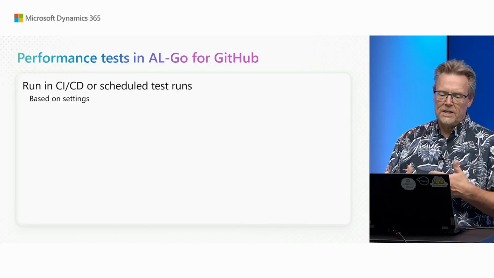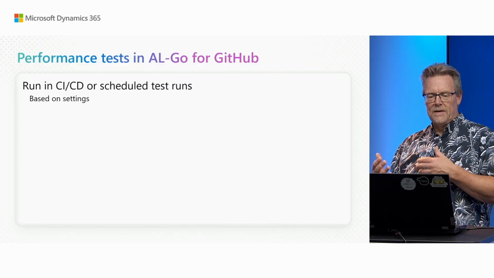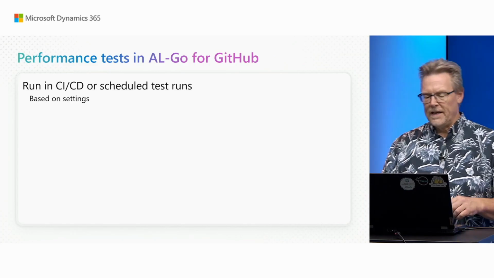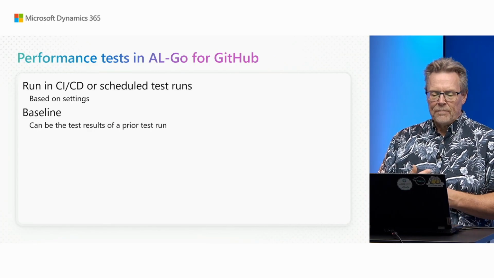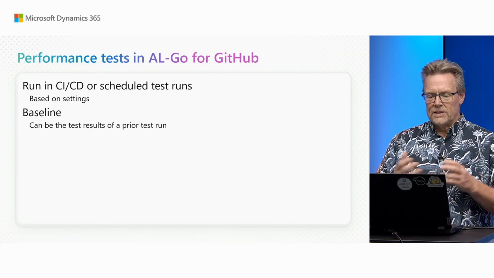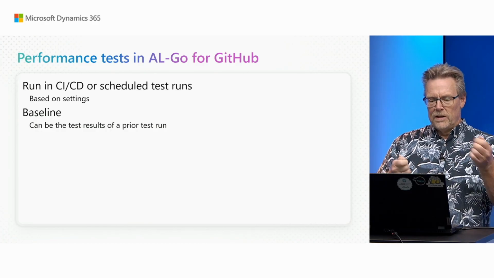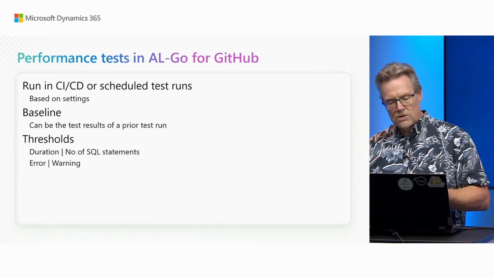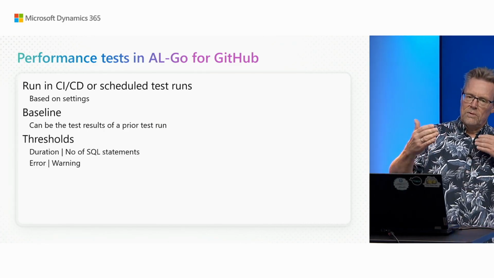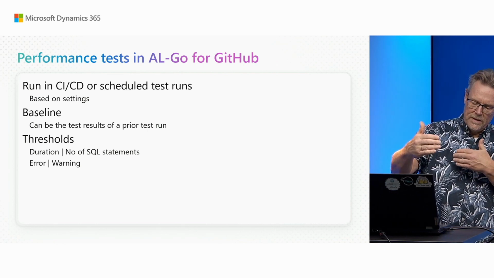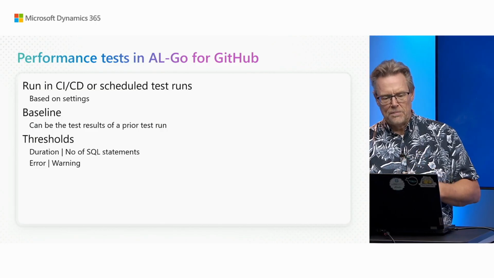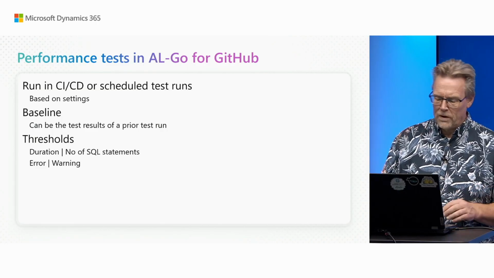In the latest version of AL-Go for GitHub, you will now have the ability to run performance tests either in CI/CD or in scheduled test runs, very much based on the settings where you want to run it. You can set a baseline, and then the test results will be compared to that baseline. You can see whether it regresses with a certain number of percentages, and you can set some thresholds on whether you will allow the regression to be 5%, 10%, 15% before you issue an error or a warning.